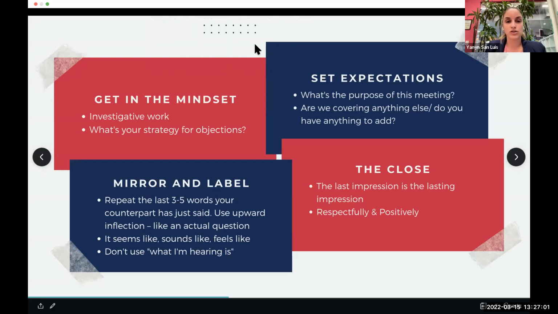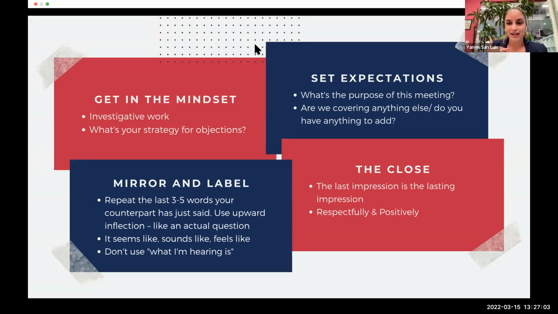Setting the expectation. Some of you had chatted into the chat the fact that taking control of the meeting.